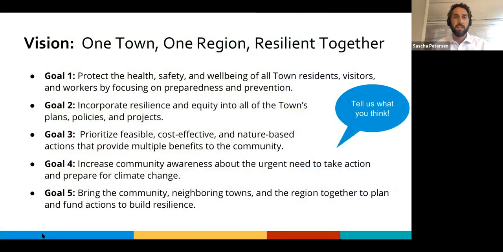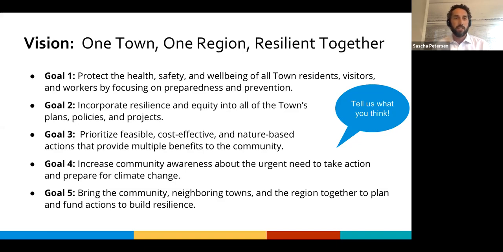Next slide. So in that first couple phases of the project that RJ showed, with the community workshops and the meetings with the town council and the resilience advisory committee, the project crafted a vision. So at the culmination of developing this plan and implementing the resilience actions, the overall vision is to build a town that is one town, one region, resilient together. So it highlights that the town can take a leadership role in building climate resilience, but many of these challenges go beyond the town boundaries and will take those multi-jurisdictional collaborations to be effective in building resilience.